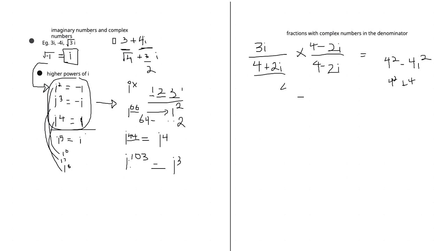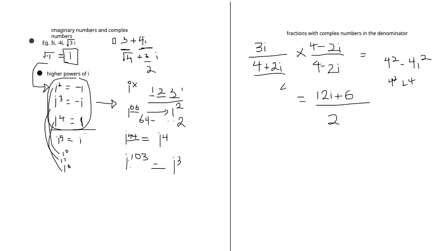So you simplify the numerator aspect. You have 12i. 12i minus 3i multiplying negative 2i will be negative 6i squared. So negative 6i squared, you know i squared is negative 1, so negative 6i squared becomes positive 6. Then all over 20. Now this will be your answer.